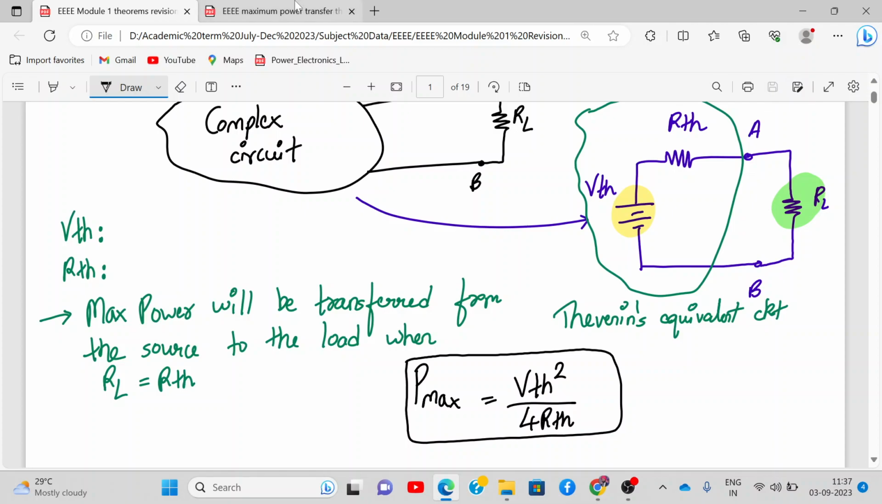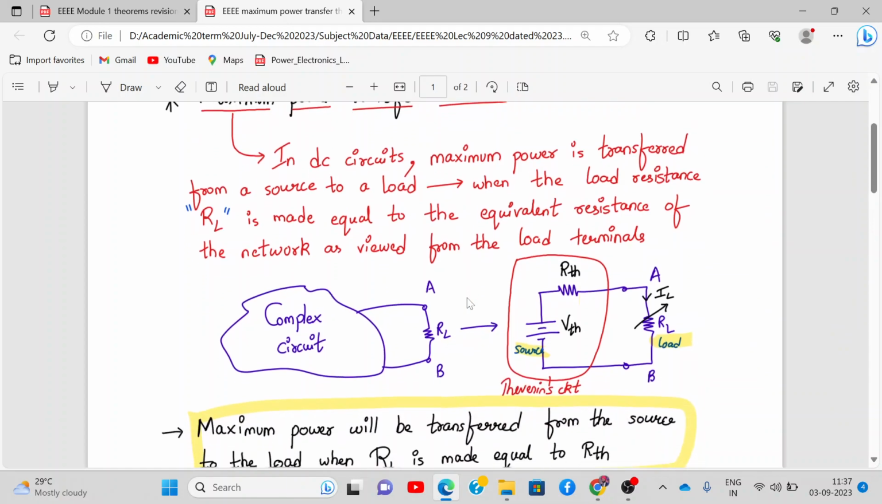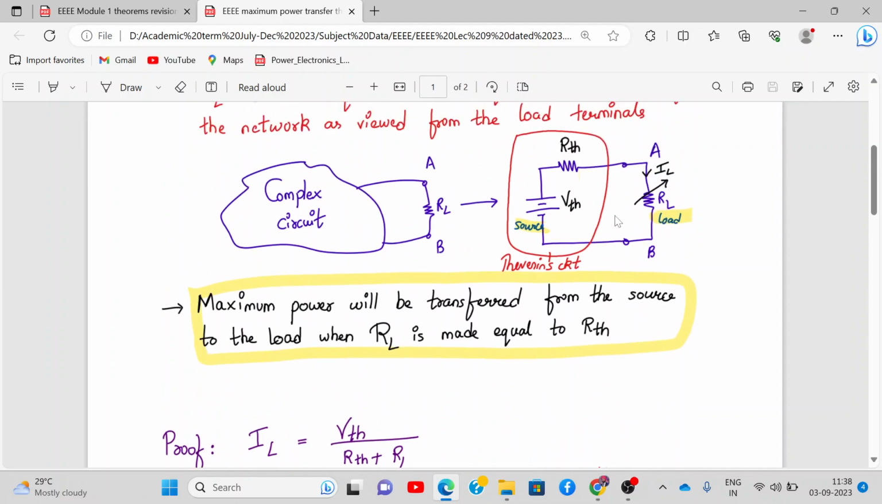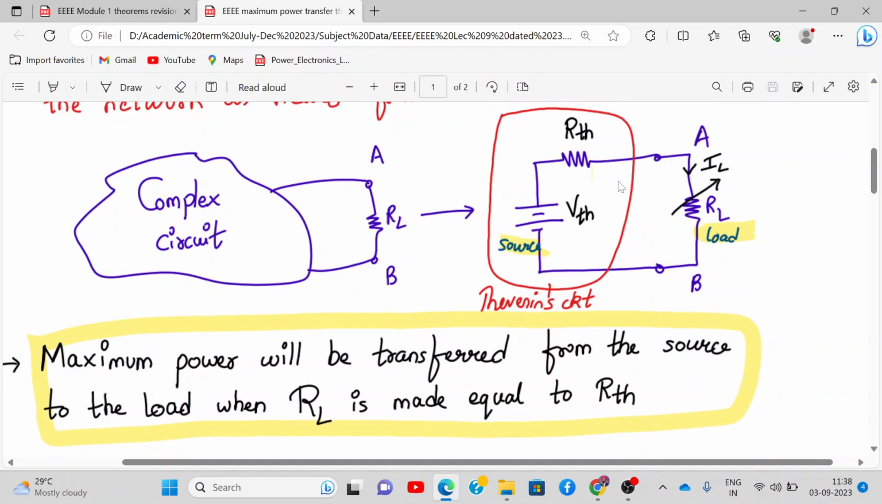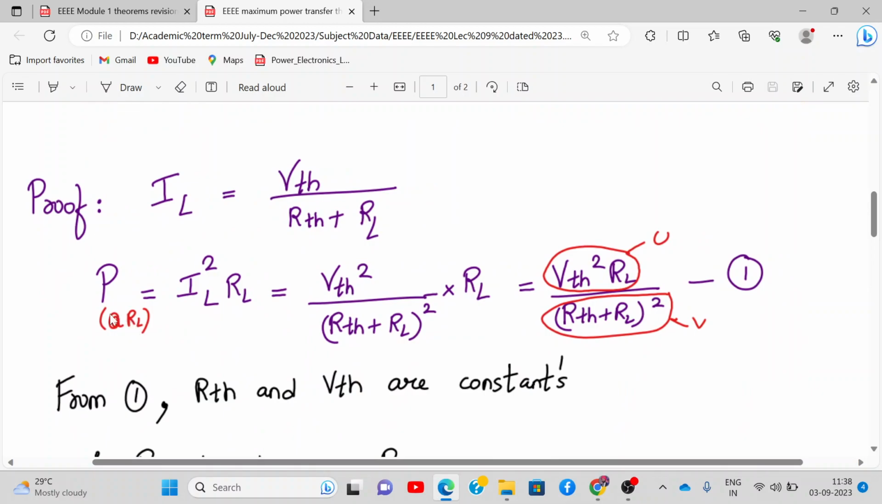Okay, now in my class I have already said this entire statement. So this is the same thing which we have written. This is the proof of it. So in the circuit, what is IL? Can you tell me what is IL? IL will be VTH upon RTH plus RL, correct? Current is voltage upon resistance, yes or no? And power across RL will be given by I square RL. So IL square RL, where IL square is VTH square upon (RTH plus RL) square, right?